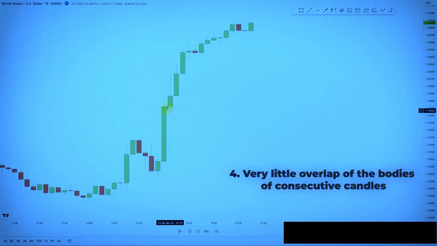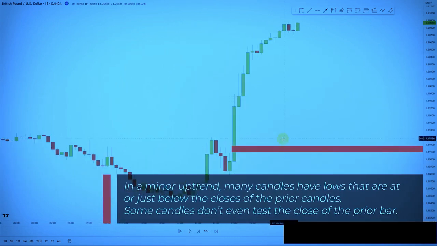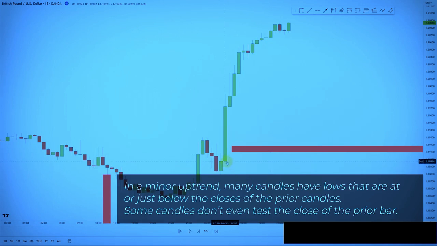Number 4. There is very little overlap of the bodies of consecutive candles. The degree of overlap with the previous candle tells you the current market phase and the power of the price bar. In a strong trend, there is very little overlap of the bodies of consecutive candles. For example, in a minor uptrend, many candles have lows that are at or just below the closes of the prior candles. Some candles don't even test the close of the prior bar. The point is, if you find minimal overlap between a candle and the preceding one, it implies urgency.